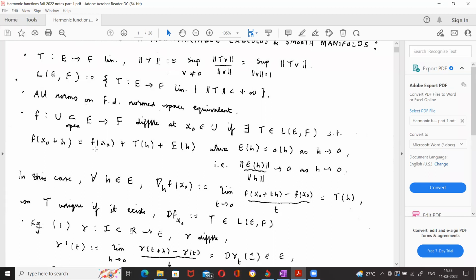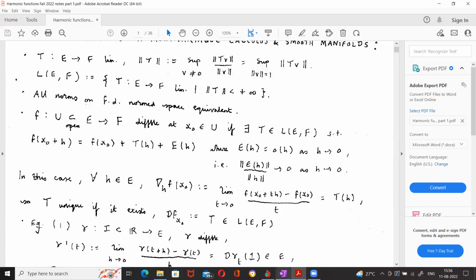And this limit, if we use this first order Taylor approximation, it's easy to see that this limit exists and equals T of h. Okay. If such a linear map T exists, then all of these directional derivatives will exist and equal the linear map T applied to the vector h. So in particular, this tells me that if f is differentiable at a point, that is, if such a linear map exists, then it is unique because it's given by the directional derivative, right? And that doesn't depend on the linear map T. So this only depends on f. So this linear map T, if it exists, then it's unique. And then we define the derivative of f at the point x naught, df at x naught, to be this linear map T. So the derivative is a linear map from E to F.